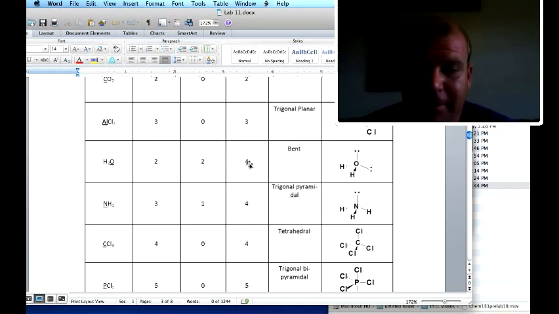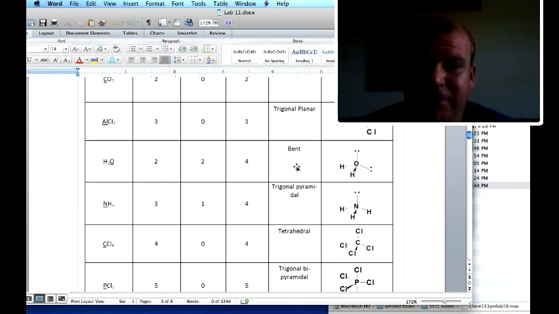And if you have four things, so what's a thing? A thing is an atom or a lone pair. So water has four things. It has two atoms, both of which are bonding, and two lone pairs. So four things, two bonding, two lone pairs. This is bent.